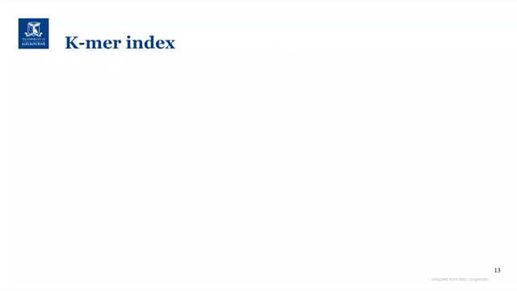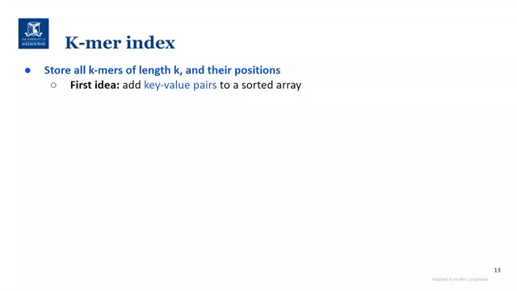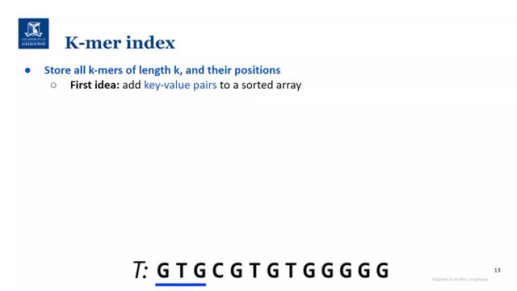So we're interested in doing k-mer indexing, okay? And we want to store k-mers of length k and their positions in the sequence. The first idea is to create a key and value pair: what is the k-mer and where it appears in a sorted array. It will look something like this. Let's say we have our sequence, which is this one here, and we want to go through it with a sliding window and keep inserting the k-mers in a sorted array. So let's say our first k-mer is GTG, and it appears at index position 0. We put it there in the array, and let's say our array is sorted lexicographically.